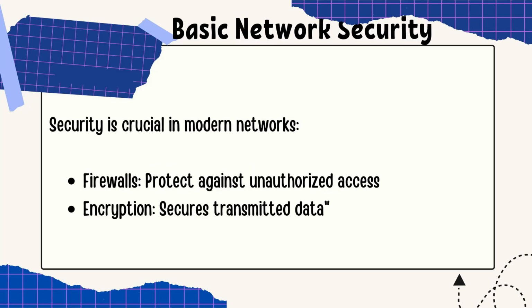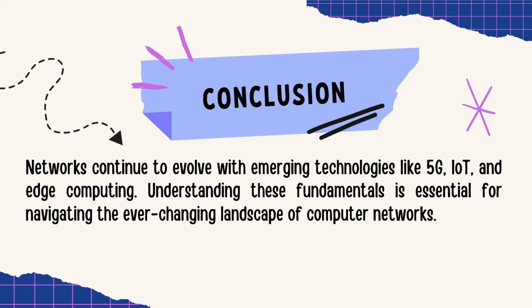Security is a crucial aspect of modern networks. Firewalls act as barriers between trusted internal networks and untrusted external networks, while encryption protects data as it travels across networks. Networks continue to evolve with technologies like 5G, the Internet of Things, and edge computing. These advancements are shaping how we connect and communicate in the digital age.